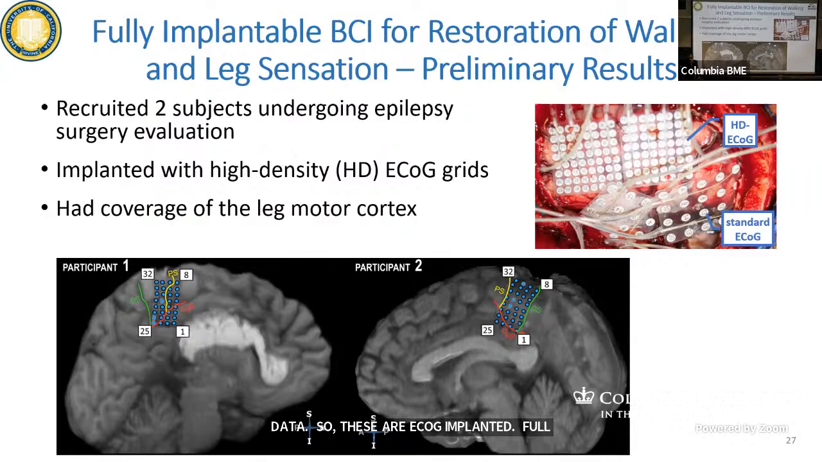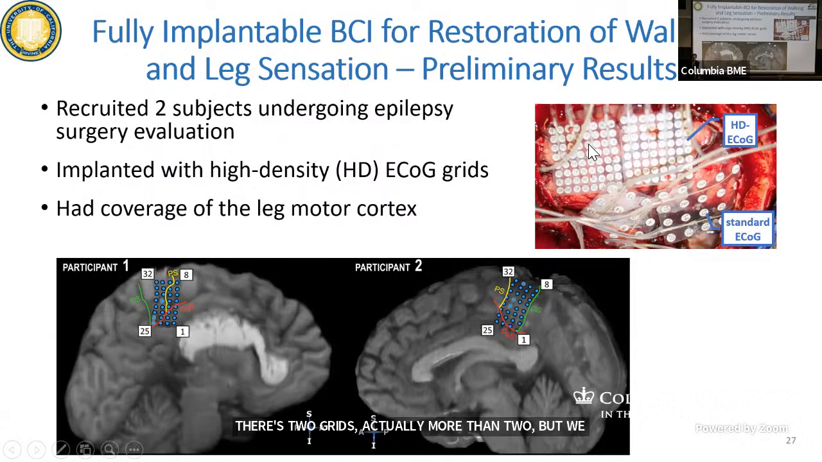Currently, ECOG electrodes are approved for epilepsy. And so the easiest way to get a hold of this data is to piggyback on a clinical study. We recruit individuals who are undergoing this epilepsy surgery evaluation. There are two types of grids. There's actually more than two, but we use the classical standard grid and this high density ECOG grid.